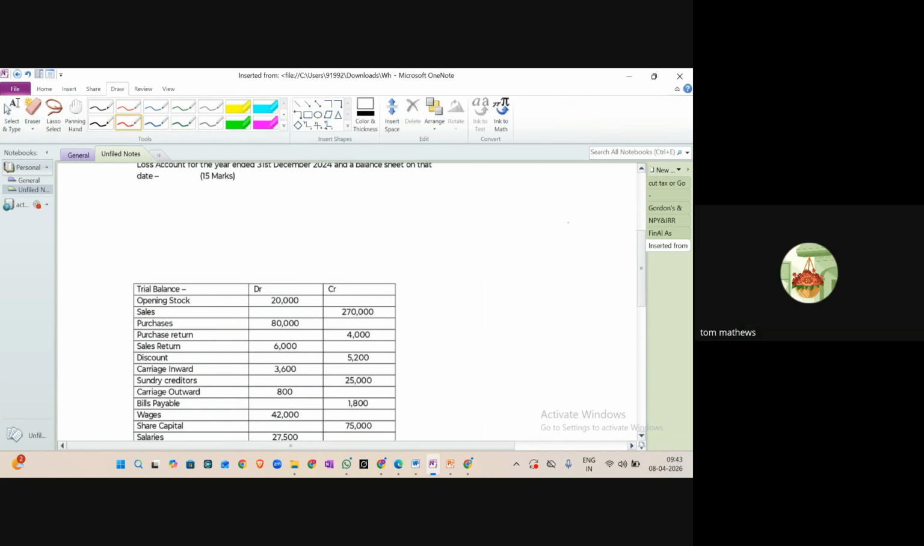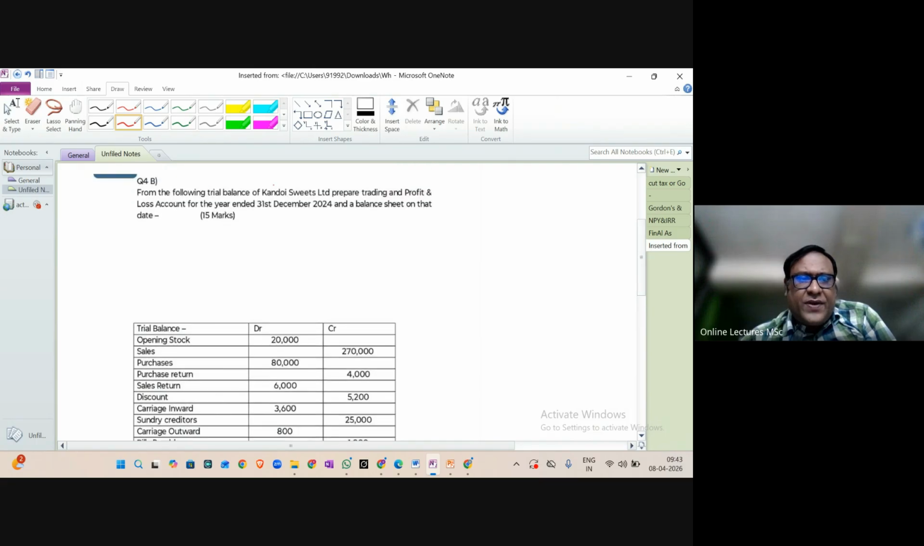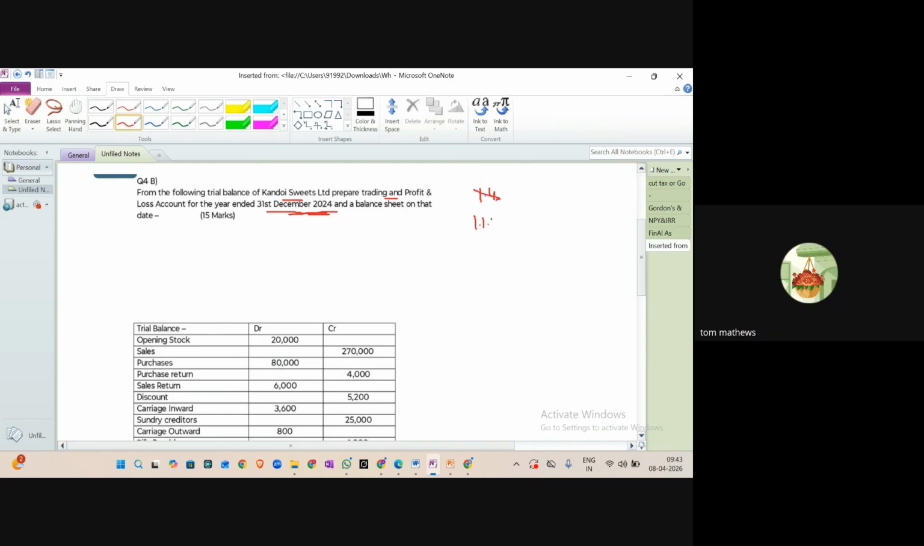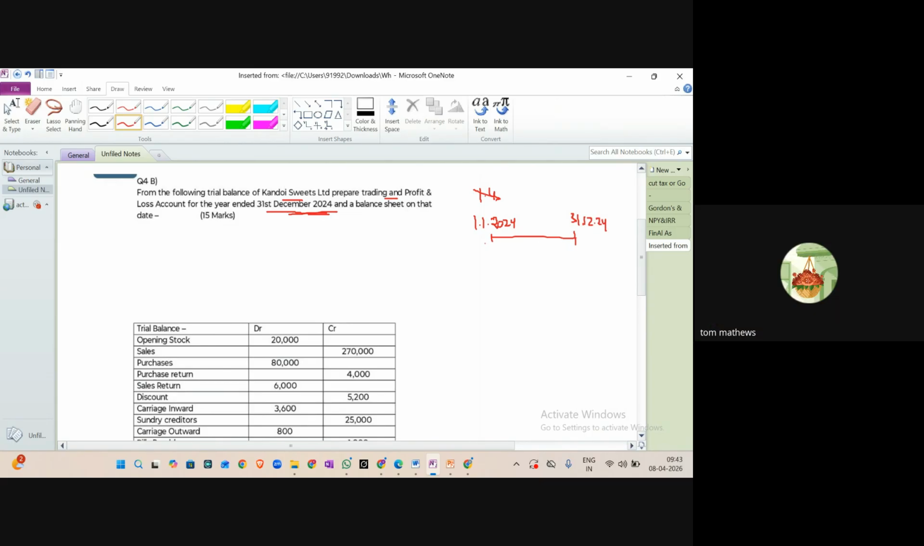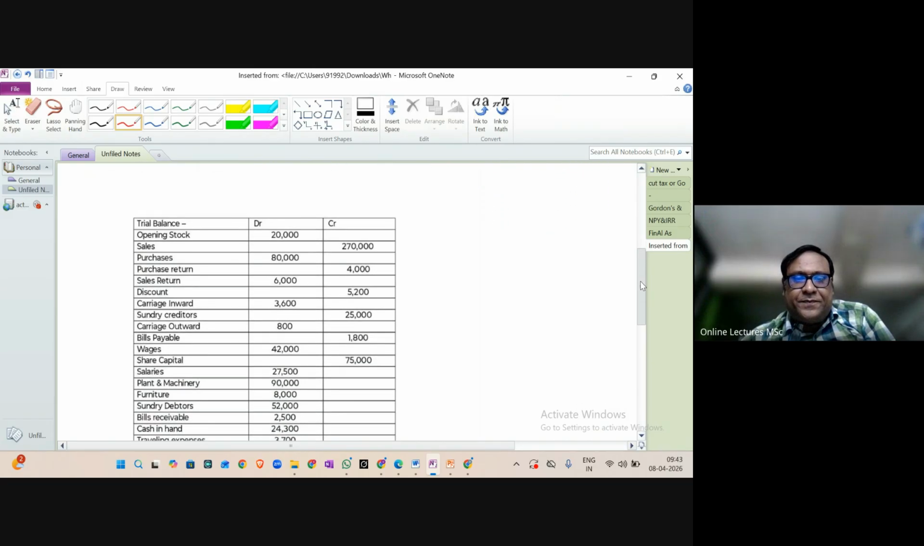Yeah. Let us start. So we have Tandooi Sweets. We are preparing the trading P&L for the year ended 31st December 24. So this time the year would be January 23 to December 24? December, hai na? Yes, so calendar year, 31st December 24. A calendar year. Perfect.